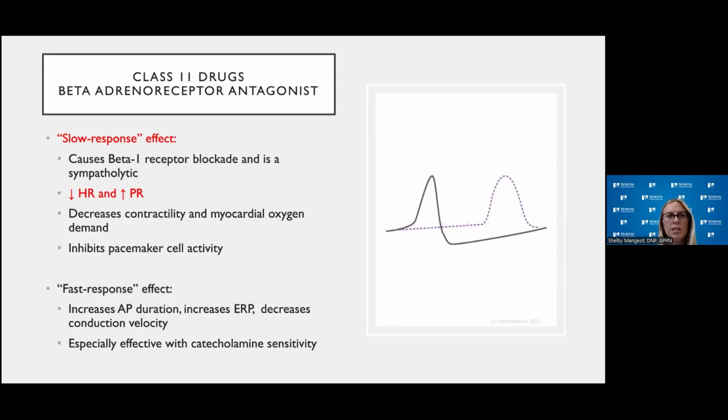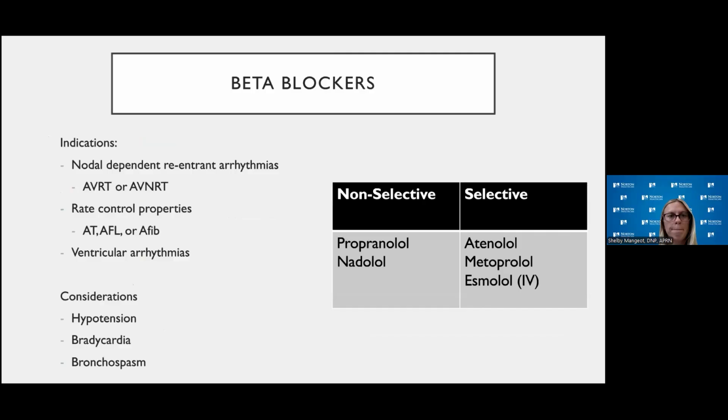Now moving to class 2 drugs. These are going to be our beta adrenoreceptor antagonist medications, so our beta blockers. They have the most effect on our slow response action potentials. They're sympatholytics, so they're going to reduce the heart rate and they're going to increase the PR interval. They decrease contractility and decrease myocardial oxygen demand. They do have some fast response effects as well, and they're especially effective with catecholamine-sensitive arrhythmias.